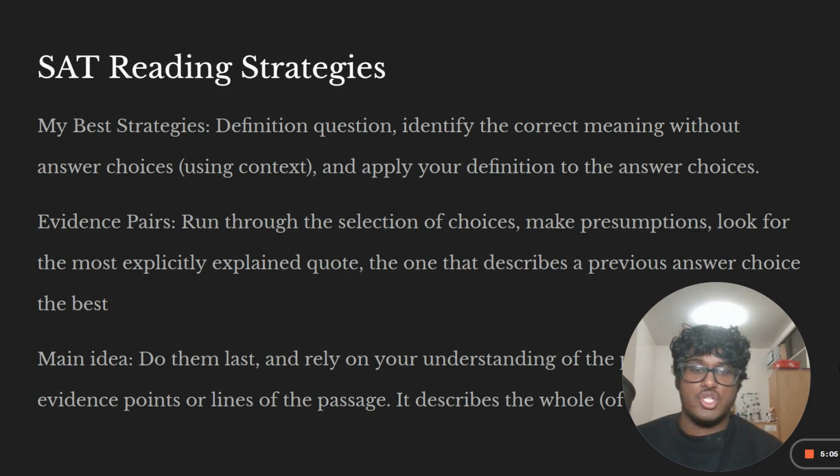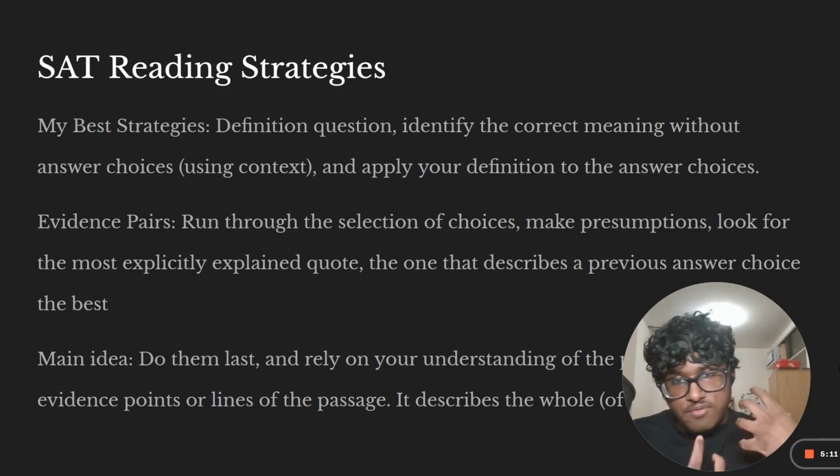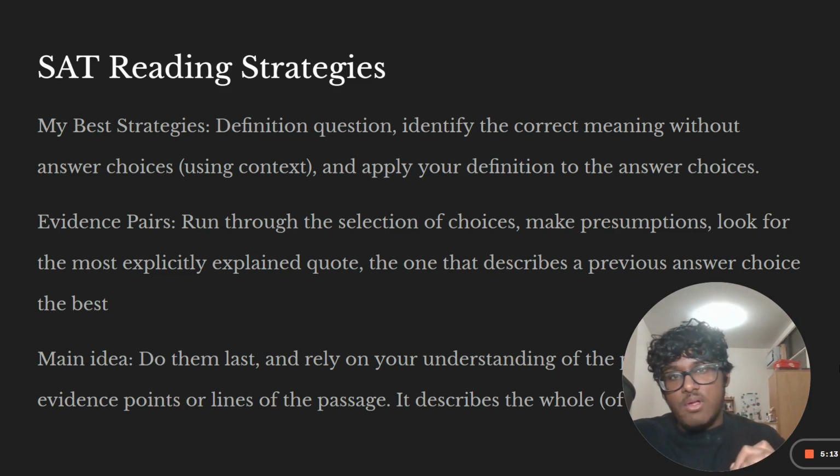And what you're looking for is any explicit detail or information that is going to align with a bunch of other details, and that's what the main idea is. So you are looking for a specific detail, but the answer choice isn't that. The answer choice is the culmination of all those specific points and details that eventually becomes your answer.